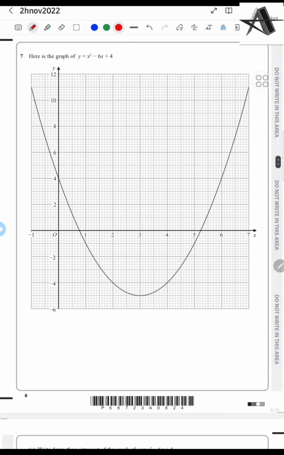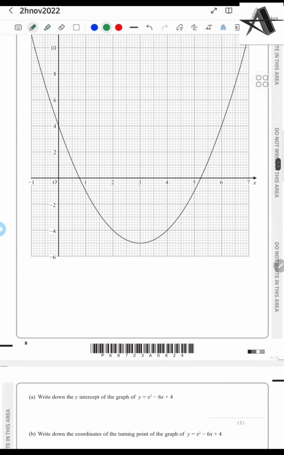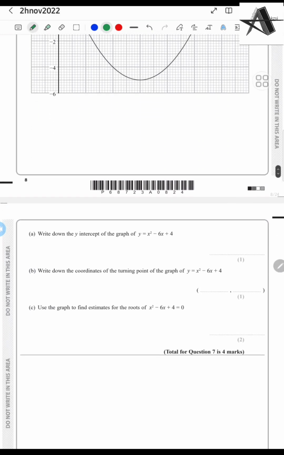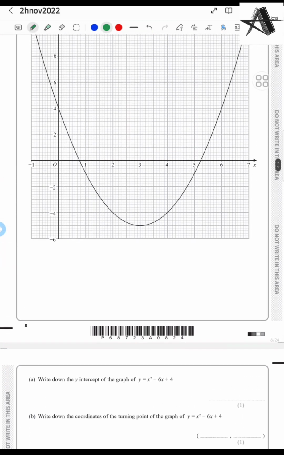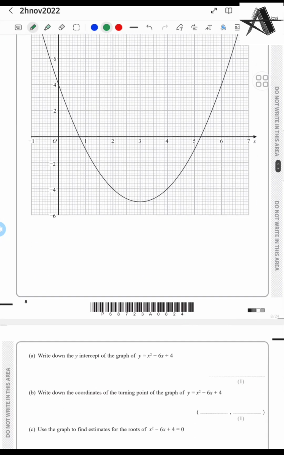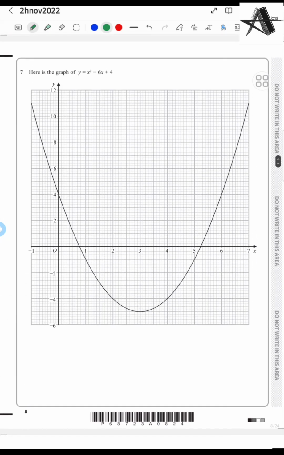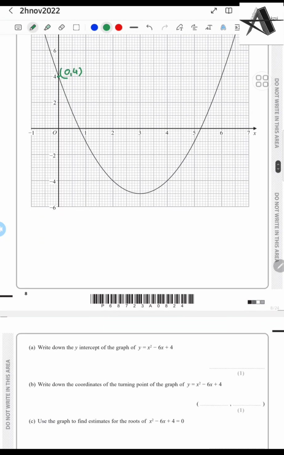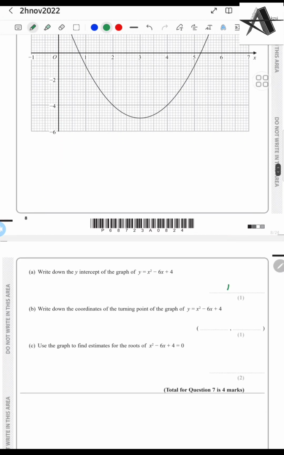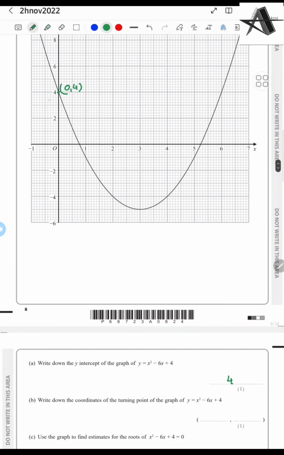Here is the graph of y equals x squared minus 6x plus 4. Write down the y-intercept of the graph. The y-intercept of this graph means where you can see the graph cutting the y-axis, which is here. So (0, 4) is the y-intercept. The answer is going to be (0, 4), or simply 4 is the intercept. This is your y-intercept, so you can say 4.